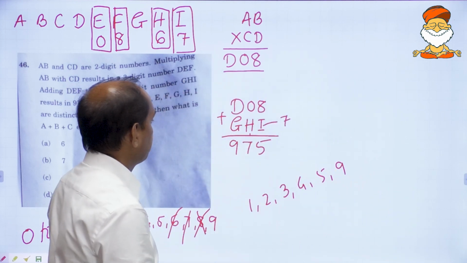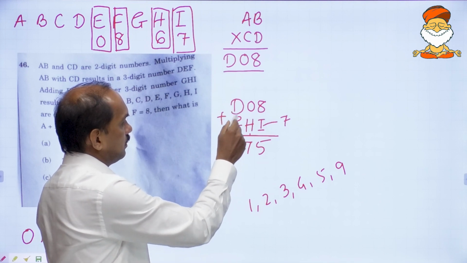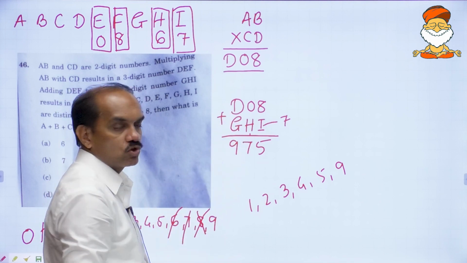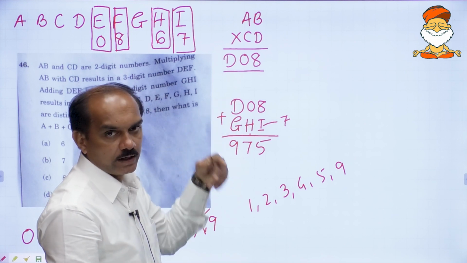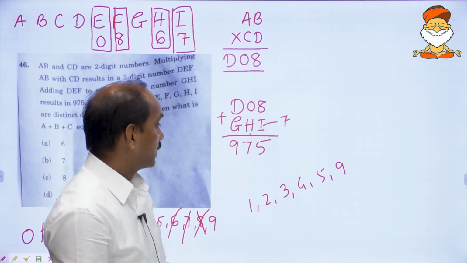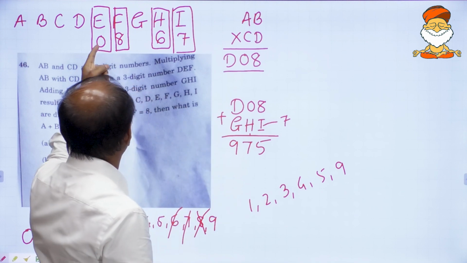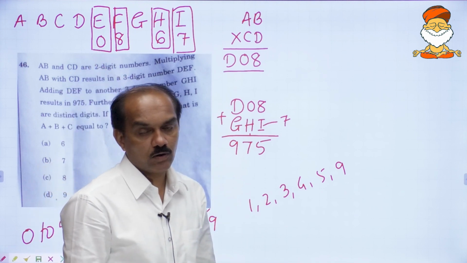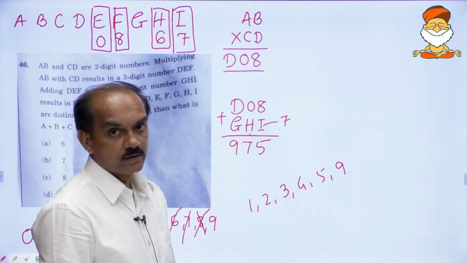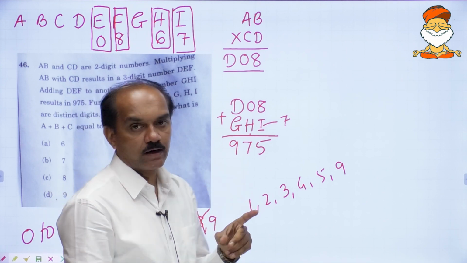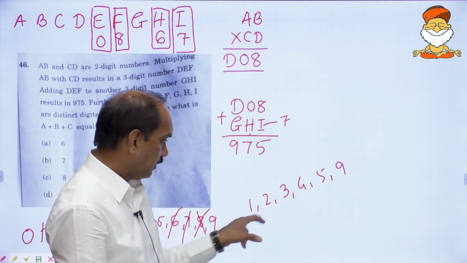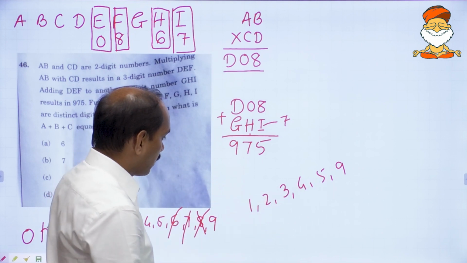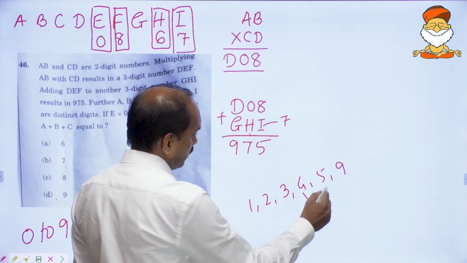See here friends, if you want the sum of these two to be 9, it can be 0 and 9. But 0 we have already given to E. We are not allowed again to use that 0. So the 0, 9 combination is ruled out. So in the remaining, the only possible combination will be 4 and 5.